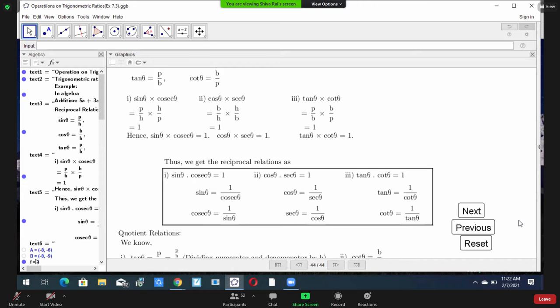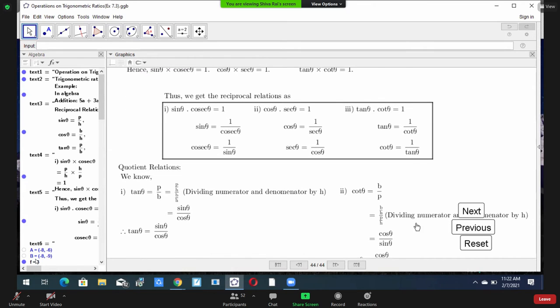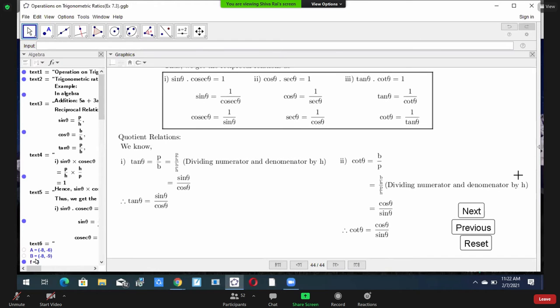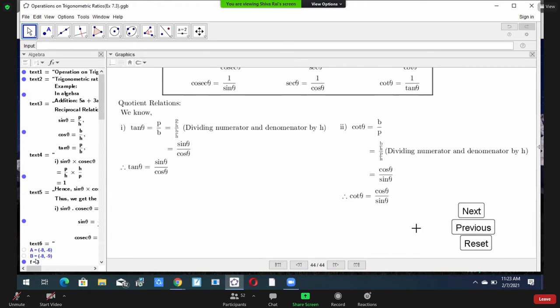Okay. Sir, how is sin theta equal to 1 by cosec theta? Tan theta equals sin theta upon cos theta, and cot theta equals cos theta upon sin theta. Okay, applying these relations, we have to solve the problems based on these relations. Okay, let's see from the exercise.